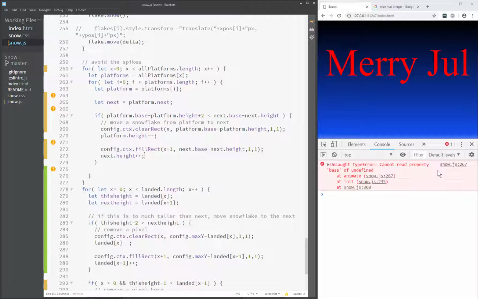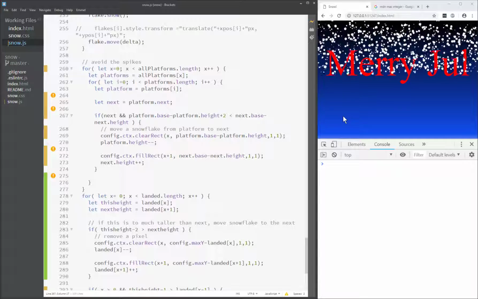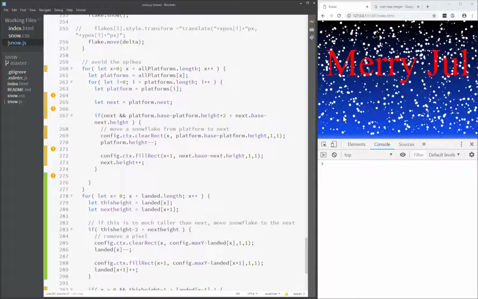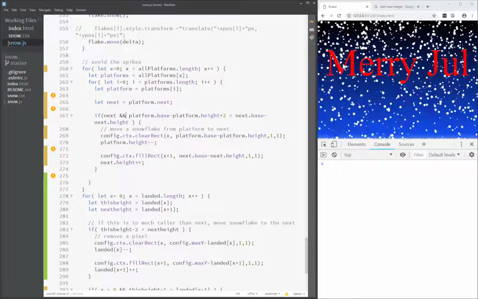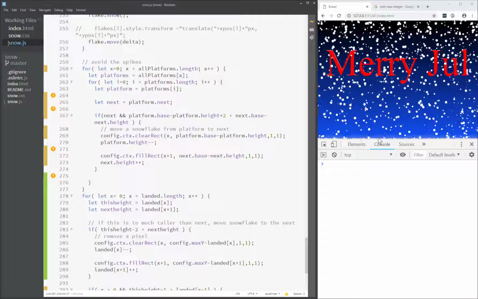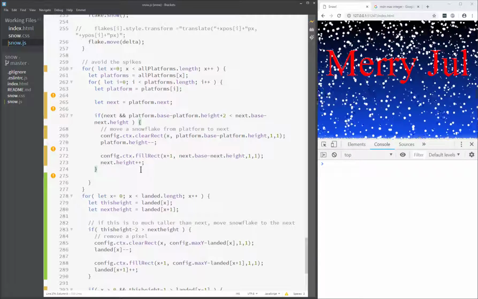There's an error in line 267, base of undefined. Ah, yes, of course, at some point there might not actually be a next neighbor. So I just have to say, okay, if next exists and all of this, then try. See. It's working. And now it moves to one side. I also want to move them to the left, so I don't get the sawtooth pattern here.